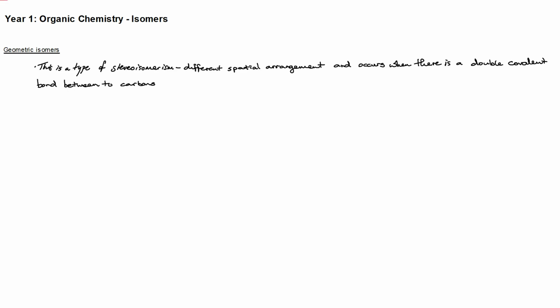So the definition of geometric isomers, well, first of all, it is a type of stereoisomerism which involves a different spatial arrangement, and it only occurs when there is a double covalent bond between carbons. And the reason for that is that there is restricted rotation around the double bond, which we'll try and describe a little bit later on, but it's worth considering that if you have a double carbon-carbon bond or a double bond, full stop, that leads to restricted rotation.